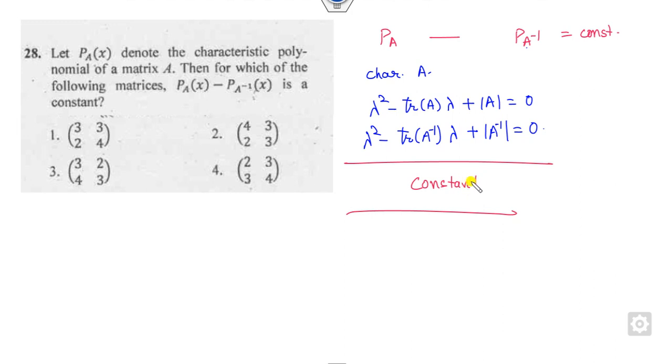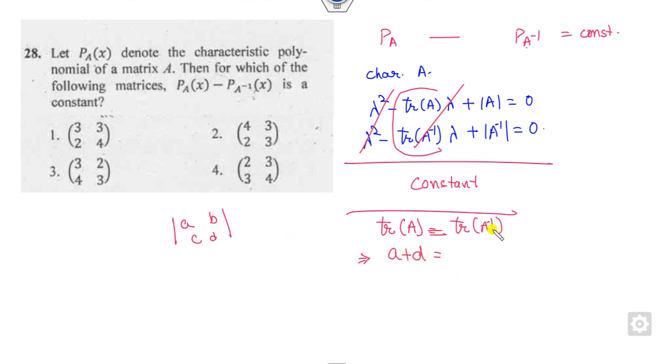When will it be a constant? When this coefficient is cancelled out. So that means trace of A and trace of A inverse must be the same. Then only it will be cancelled out. So if I consider A, B, C, D, what is the trace of A? This is A plus D. What is the A inverse? A inverse is one over determinant of A. The diagonal entries must be the same, so the trace of this will be A plus D over here. Now when will it be true? So this is the condition you have to check.